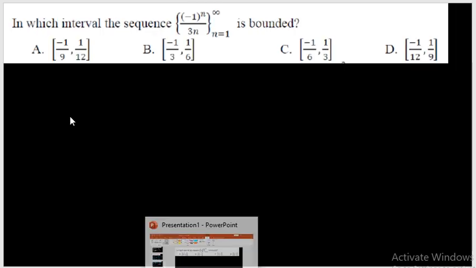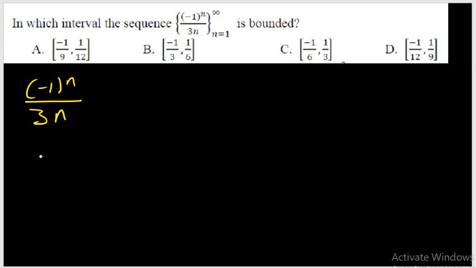The next question says: in which interval is the sequence (negative 1 to the power of n, the whole over 3n) bounded? So first of all, let us write down some of the terms.